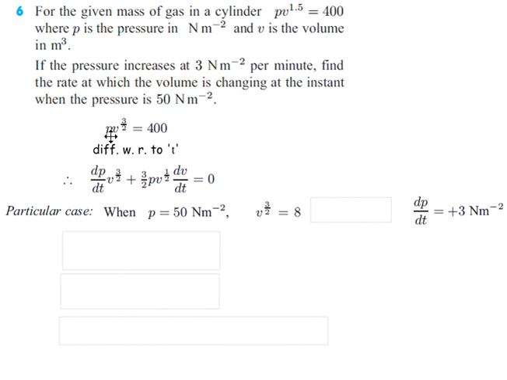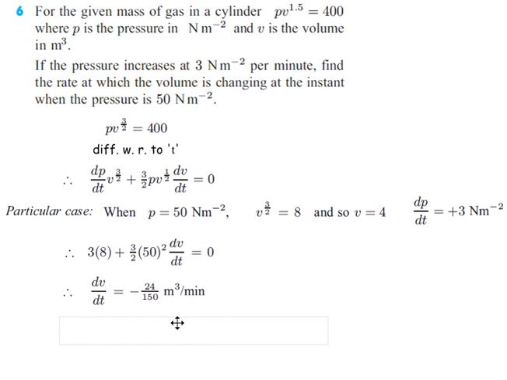So we have 50 for p, divide 50 into 400, we get 8. So v to the power of 3 on 2 equals 8. And if we solve that, we get v equals 4. Sub these values into our differential equation here, and then rearrange to get dv/dt by itself, and finish off by writing in words.